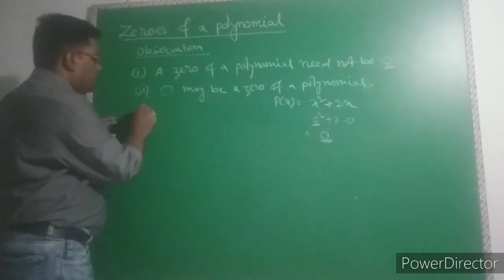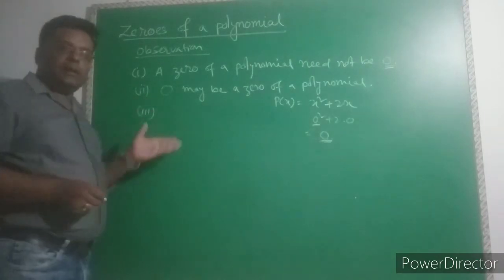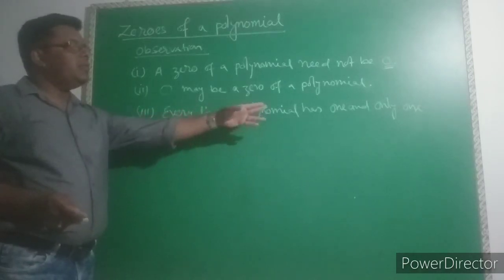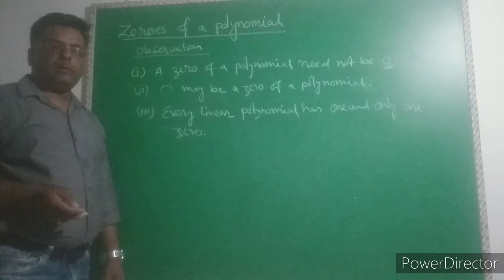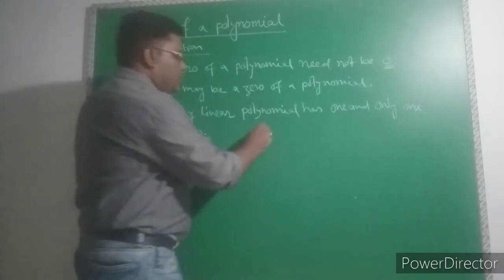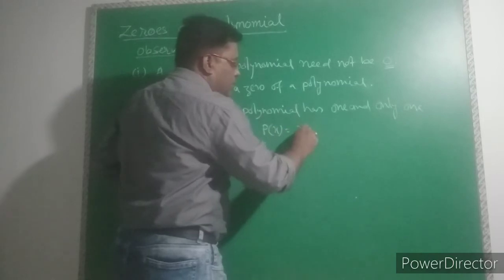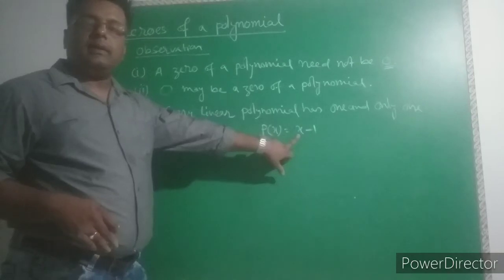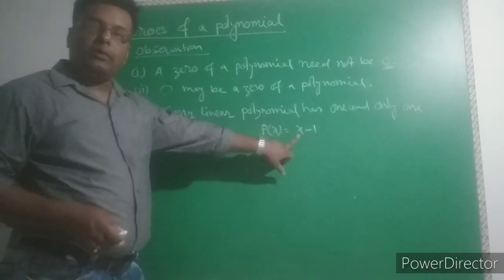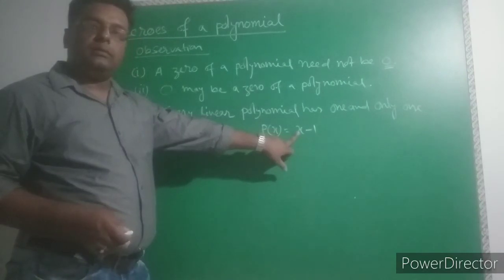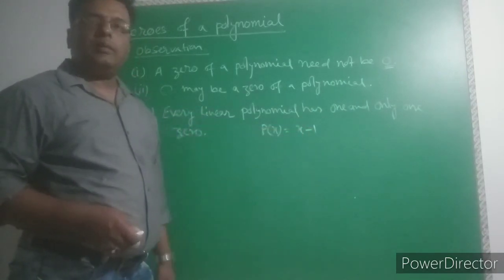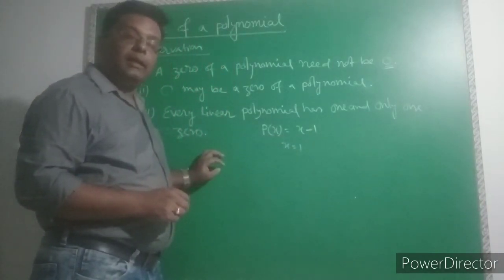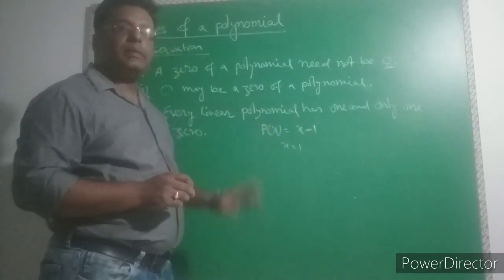Next, observation number 3: every linear polynomial has one and only one zero. Suppose p(x) equal to x minus 1, which we have discussed already. For what value of x does this become 0? Only one. If you put x equal to 1, then 1 minus 1 becomes 0. That is, the zero of this polynomial is only x equal to 1, and for no other value of x does p(x) become 0.